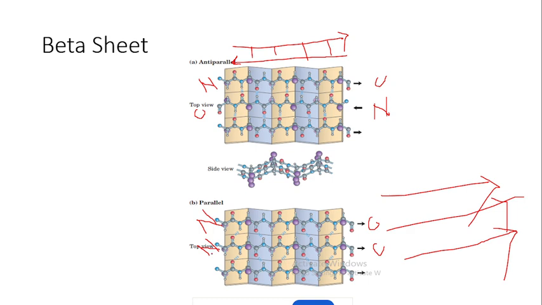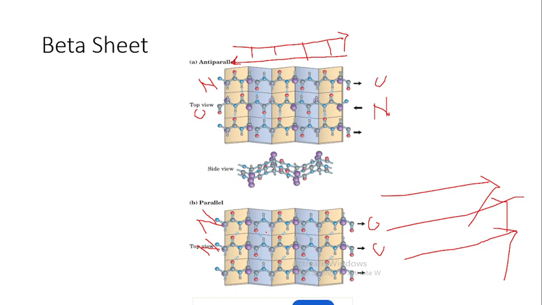Okay, and the interactions are: NH of the first layer is interacting with CO of the second layer. Yes, sir. Got it? Yes, sir. Okay. Any doubt?